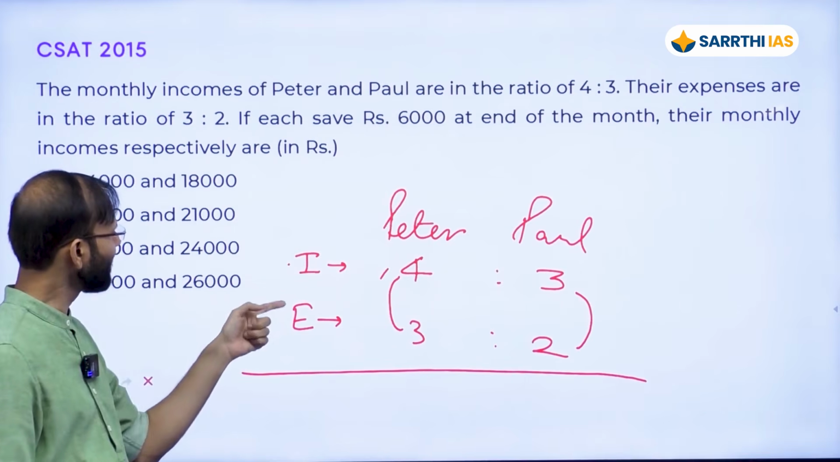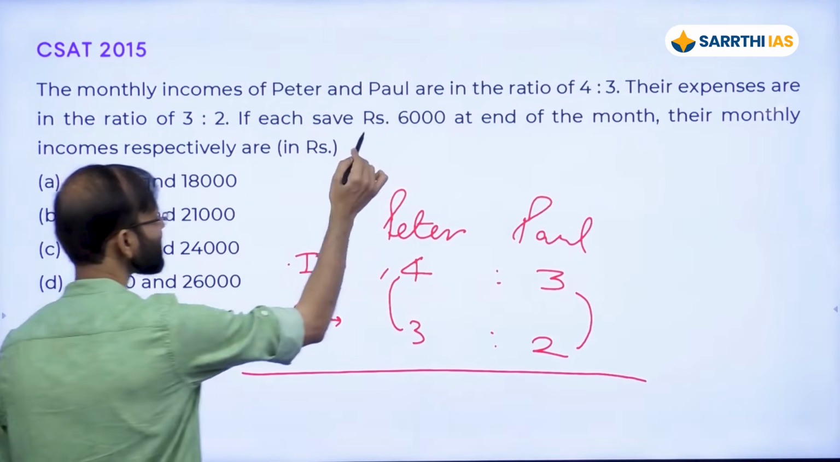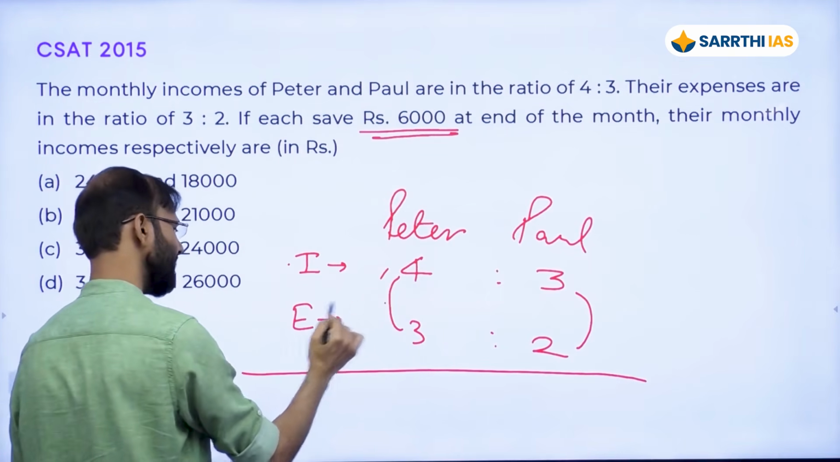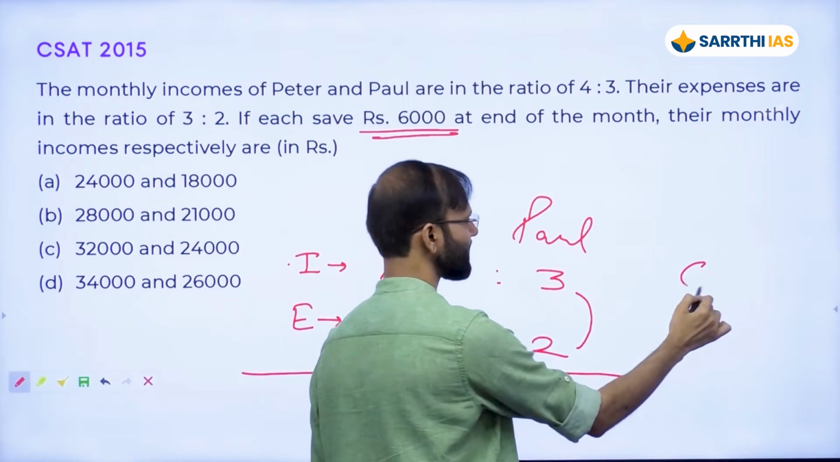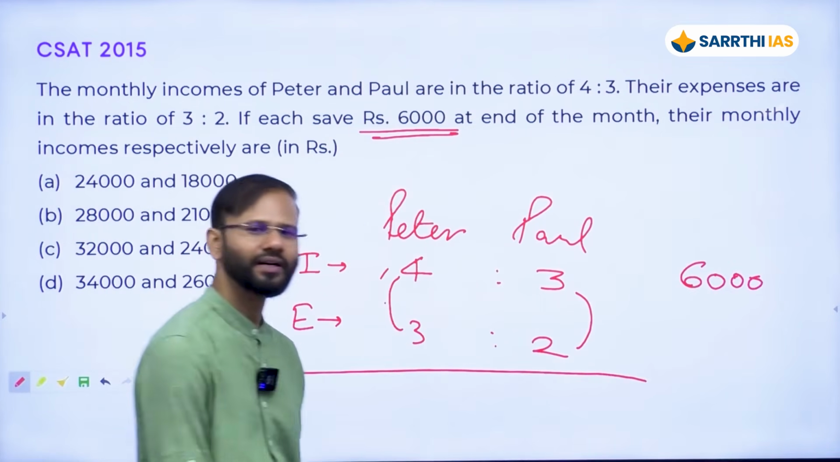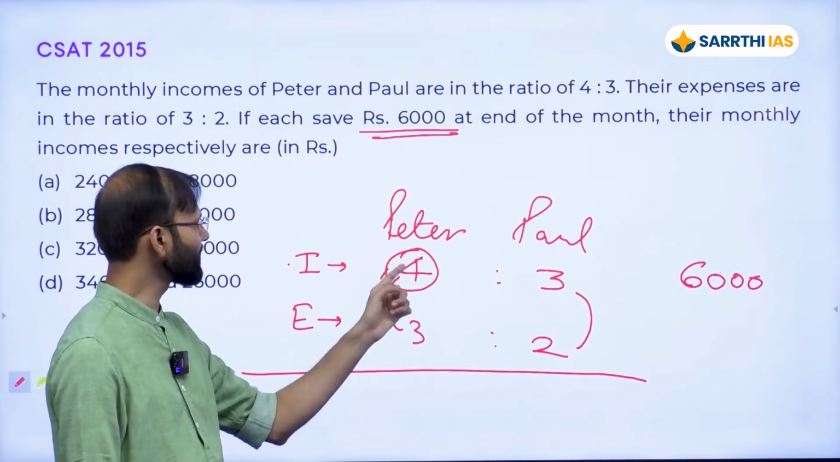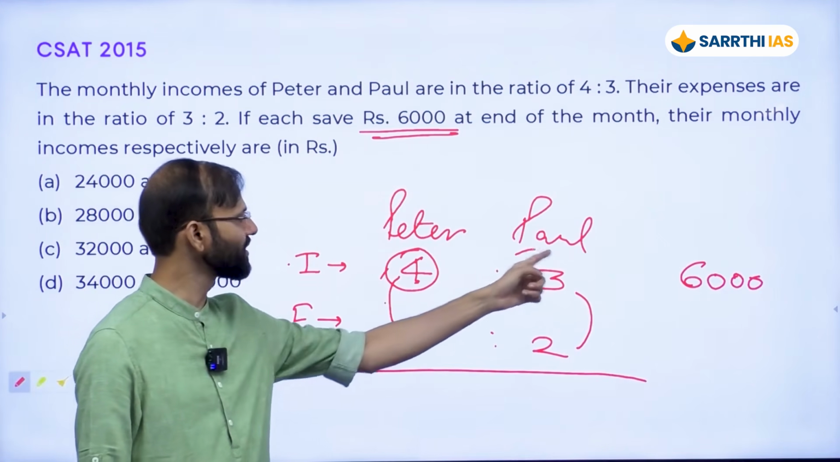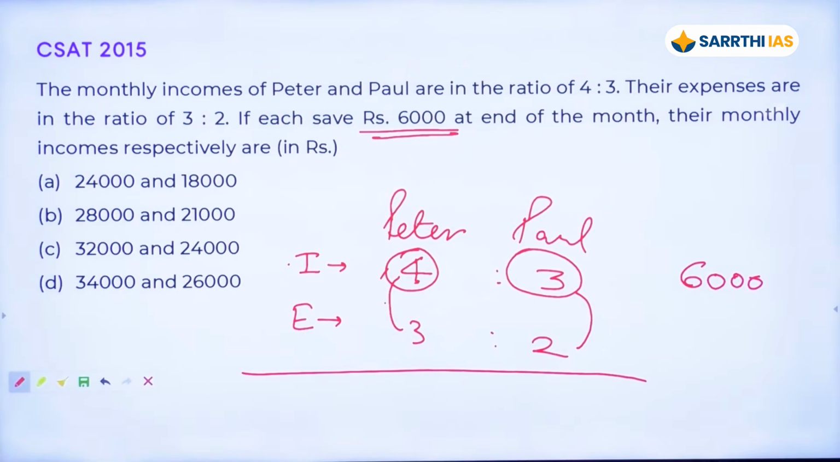मुझे ये बताइए, income minus expenditure is what? Saving. Right? Question is saying each saves rupees 6,000. So here, the difference is 6,000 and 6,000. So interval size will be considered as 6,000. Right? Guys, it is clear? Now, the income of Peter will be 6,000 into 4. The income of Paul will be 6,000 into 3. What are the answers? 24 and 18. Right. So guys, this question UPSC has asked in 2015.